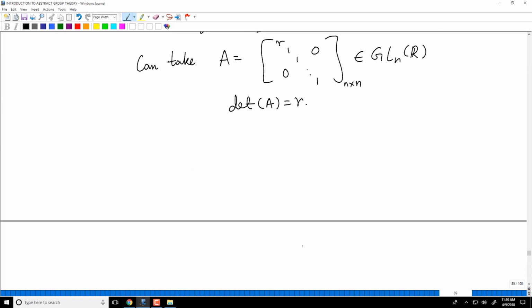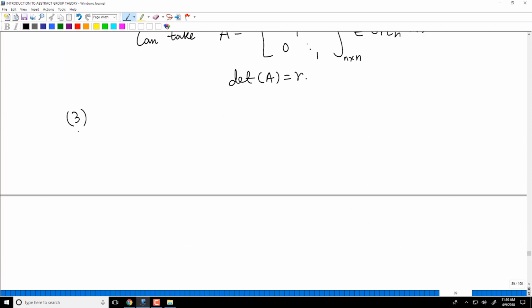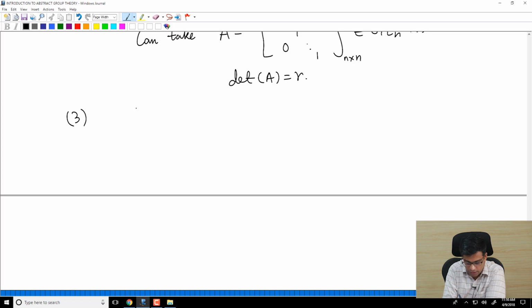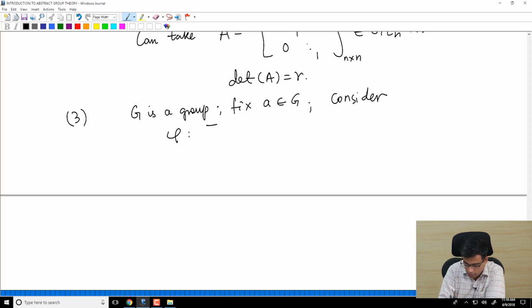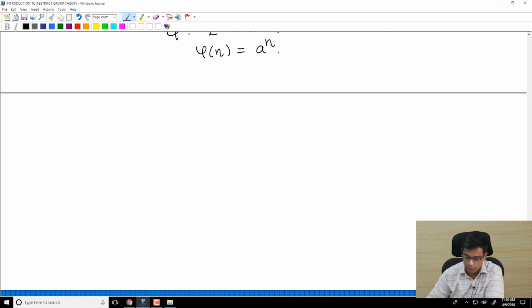Just one more example I want to do. This is also something we discussed in the previous video. If G is an arbitrary group, fix an element a of G and consider the group homomorphism from the integers to the group by sending n to a power n. This is a group homomorphism, something we checked earlier. What is the kernel of phi?